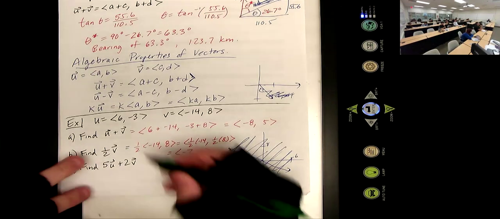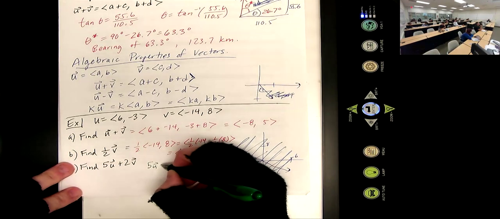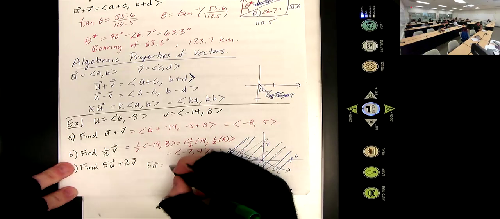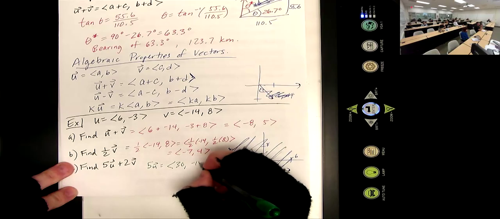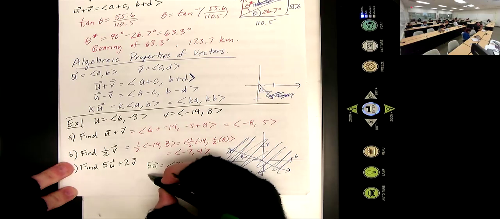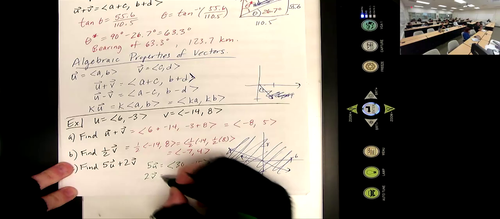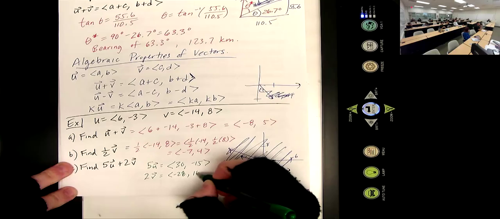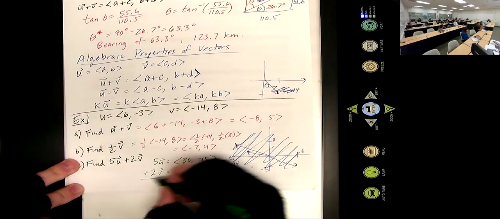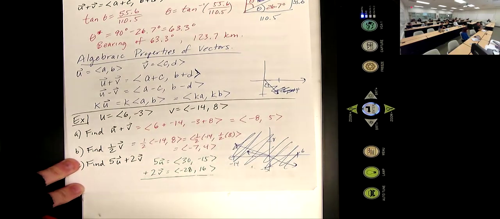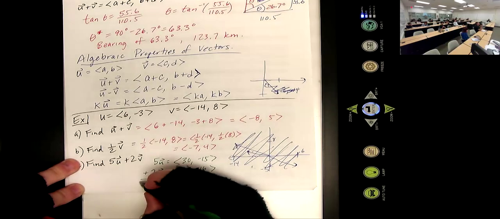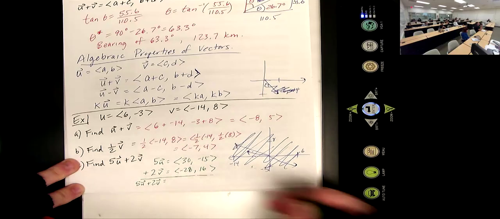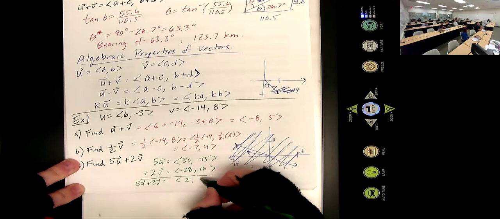What is 5u? 30, -15. You multiply each of those by 5, and you get 30 and -15. What's 2v? -28, 16. And if you stack them like this, addition is really easy, you just add vertically. 5u plus 2v is 2, 1.